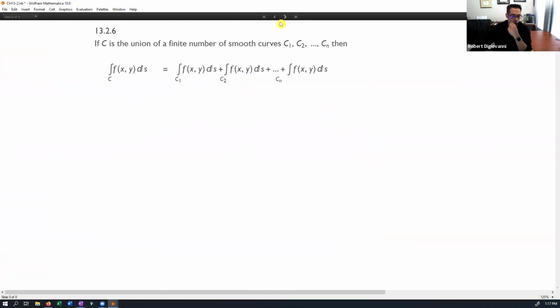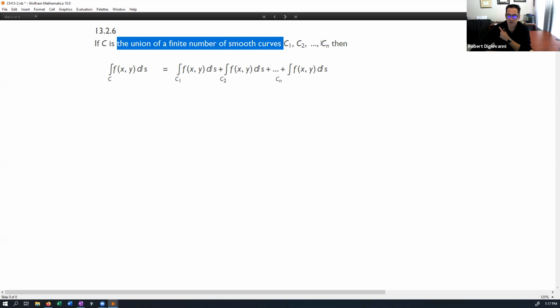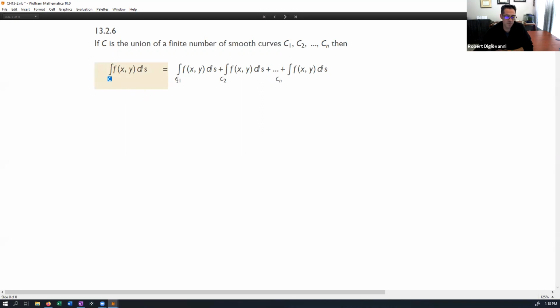Okay, so now, what if your curve on the ground, C, is the union of a finite number of smooth curves, C1, C2, C3? So in other words, like in the past example, the curve on the ground was just a semicircle. But what if the curve on the ground is just a bunch of other curves put together? How can we find the area underneath that entire curtain? This tells us that the area of that curtain over C would just be the sum of each of the areas of each of the curtains if we break up the curve.